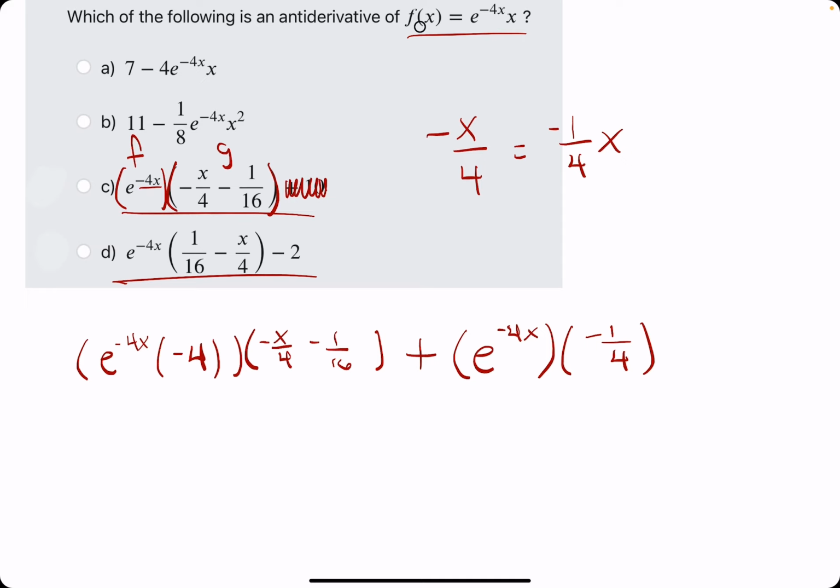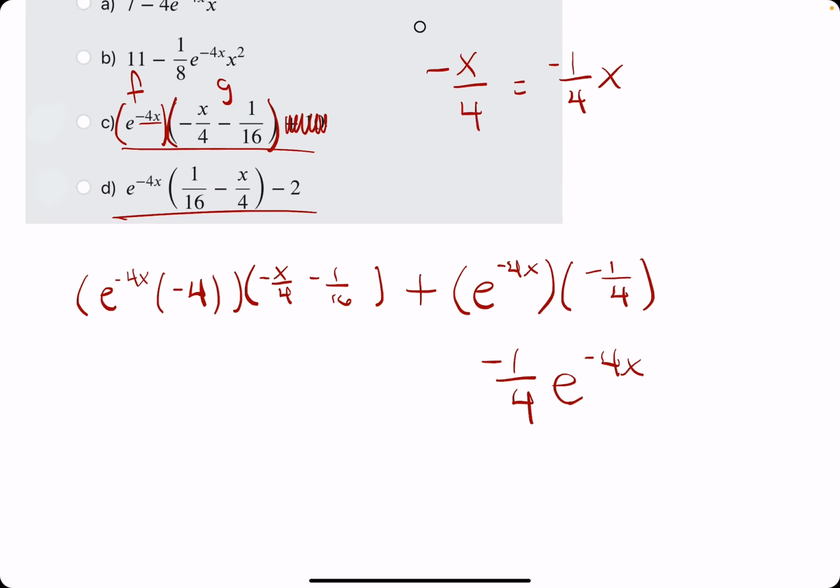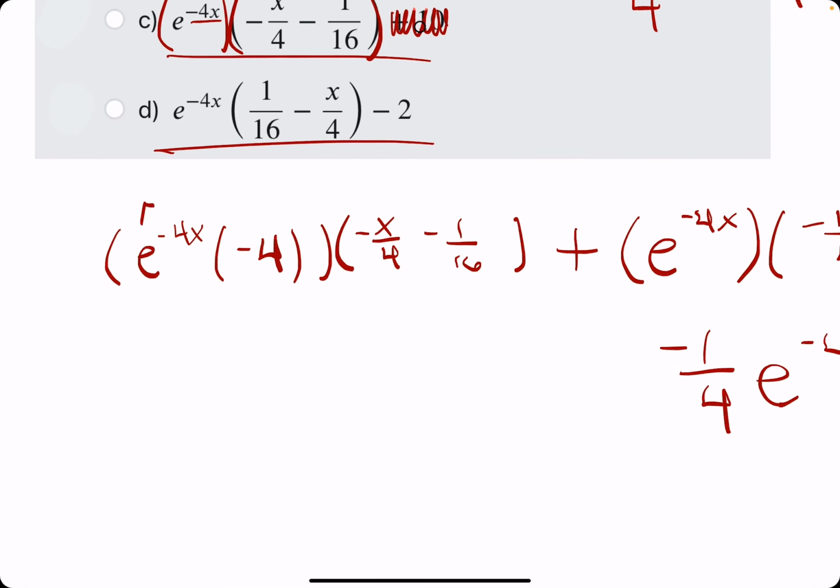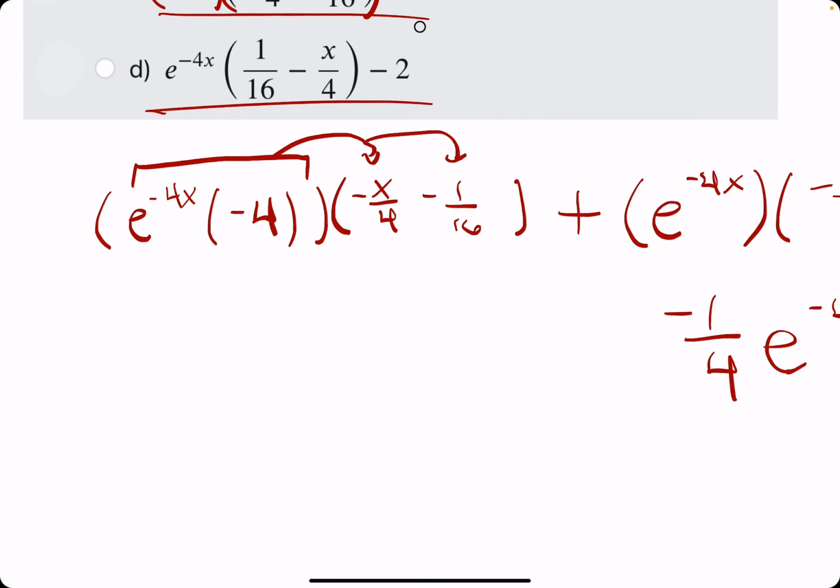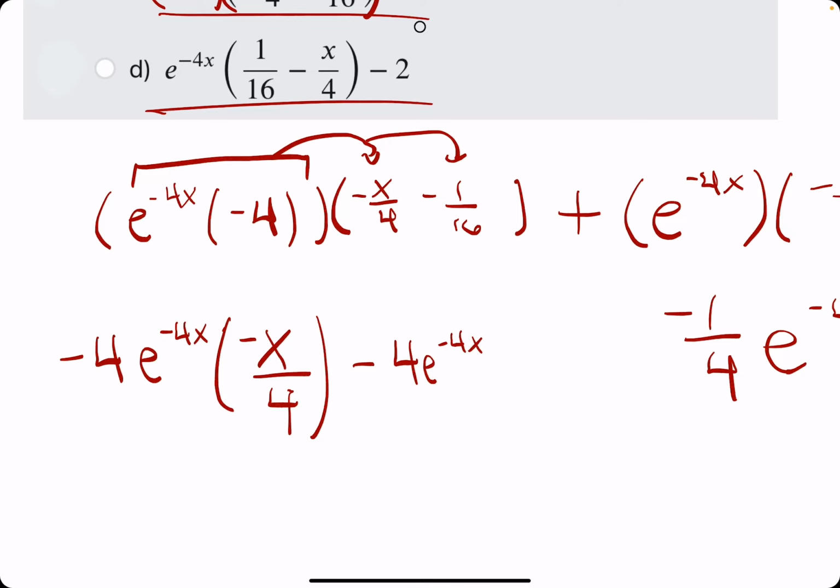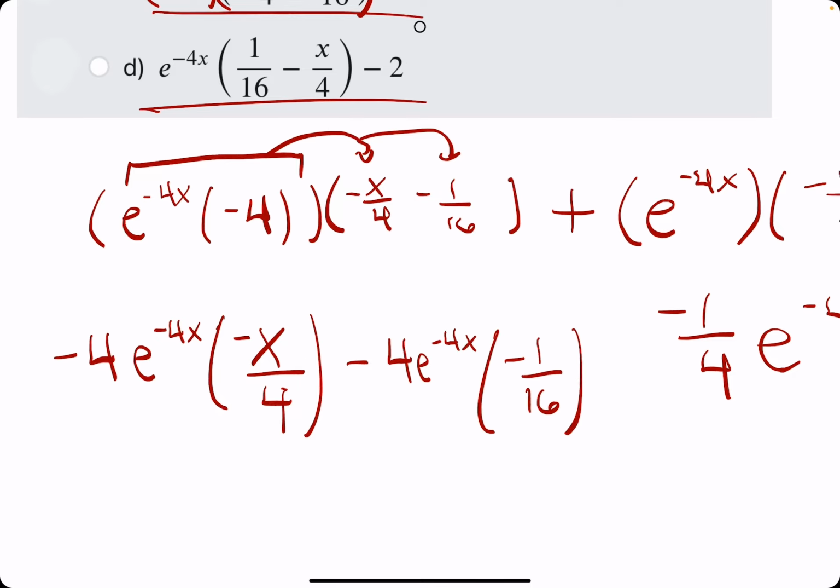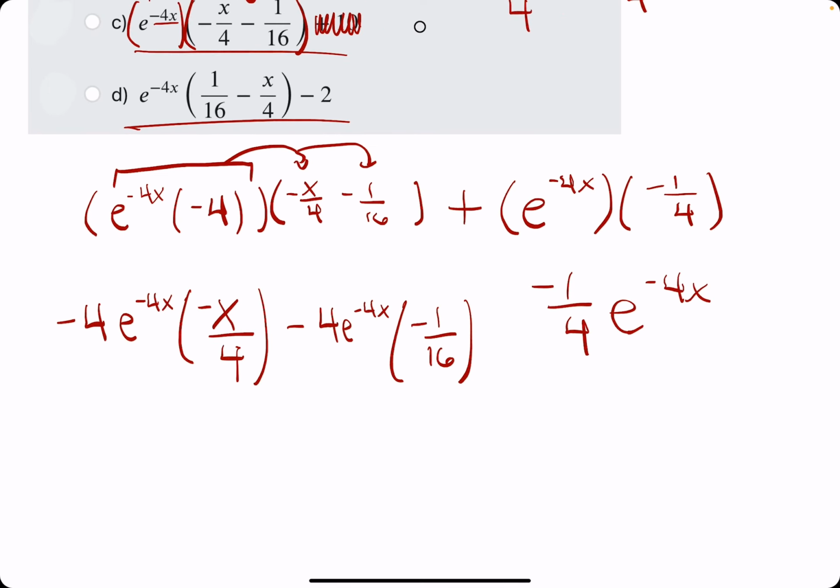All right, can we simplify this? Let's see what happens. We have negative 1/4 times the e term. And then over here, I might recommend maybe distributing this term to these terms. All right, let's get going. We have negative 4 e to the negative 4x times negative x over 4. Okay. And then we have minus 4e to the negative 4x times negative 1/16. Okay.